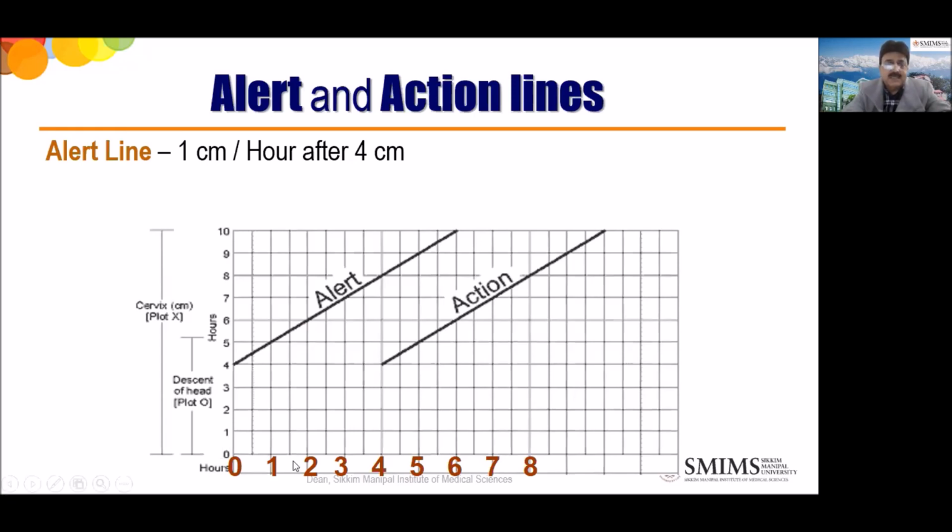As you can see here, each big box is 1 hour, from 0, 1 hour, 2 hours, 3 hours, 4, and 5, like that. As you can see here, at 0 hour, it is 4 centimeters dilated.